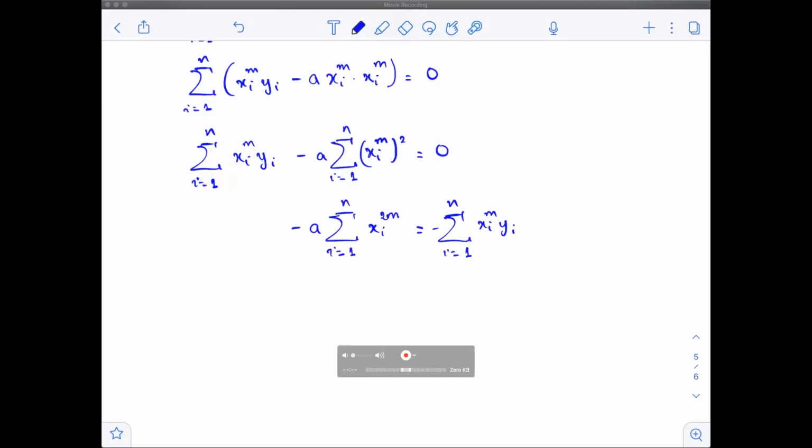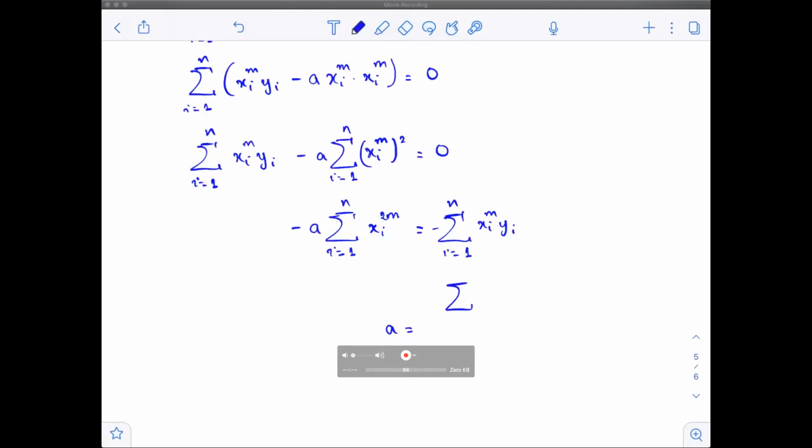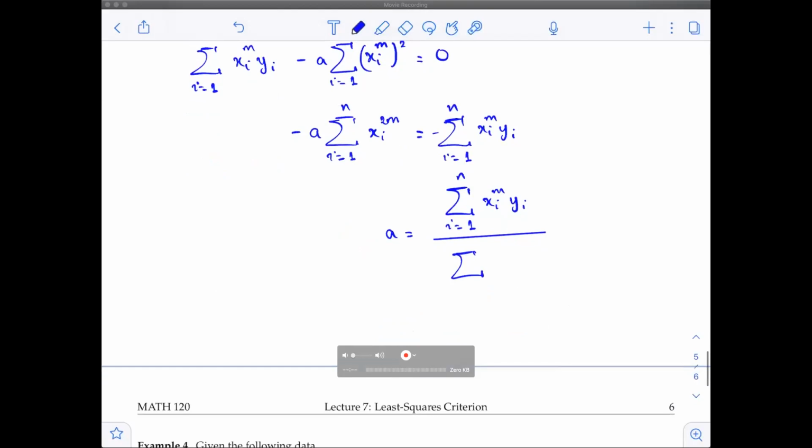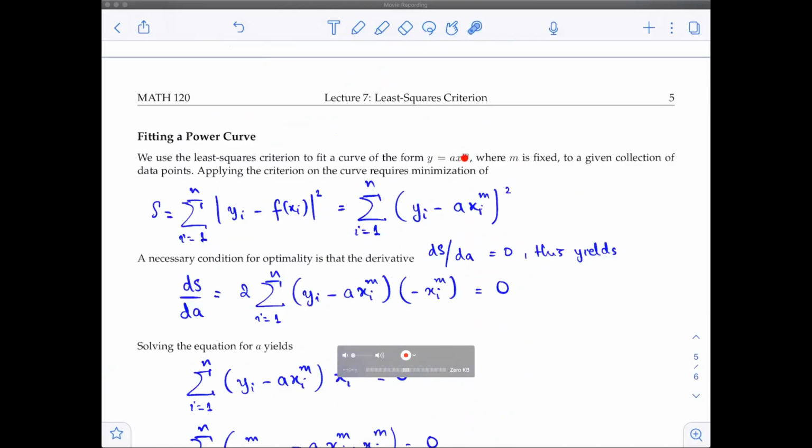And what you do is you divide both sides by the negative of the summation, and you obtain the value of a. So the value of a becomes the summation for i going from 1 to n of x sub i raised to the power m times y sub i, divided by the summation for i going from 1 to n of x sub i raised to the power 2m. And this is the formula for the parameter a, given a function of this form, y equal to a times x to the power m, for any m.